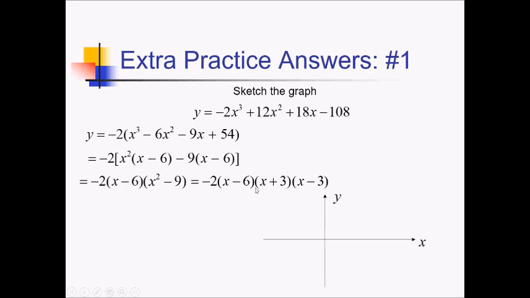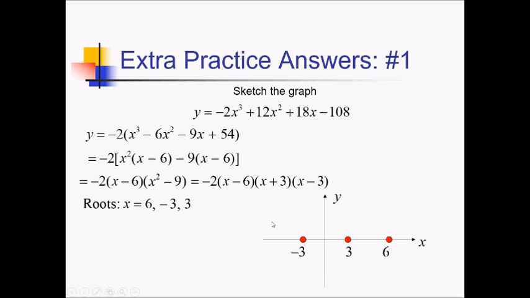So that took a little bit of work, but now it'll all be worth it. Setting each of these factors equal to 0, we find that our roots are going to be 6 for that first parentheses, and then negative 3, and then finally positive 3 zeros out that last factor. So putting those roots on our graph, we've got negative 3 somewhere over here to the left of the y-axis. On the right, we've got positive 3 followed by positive 6.